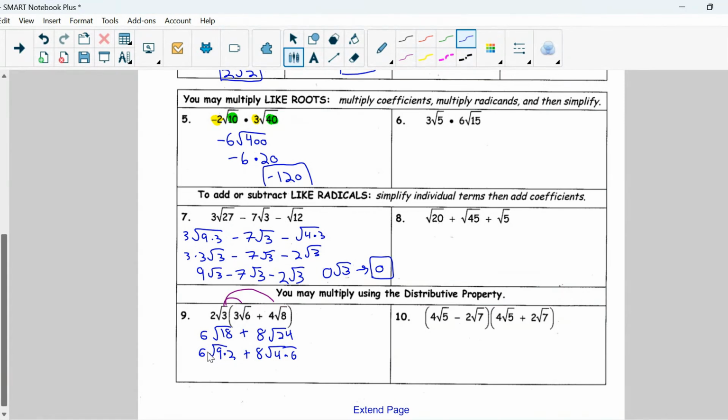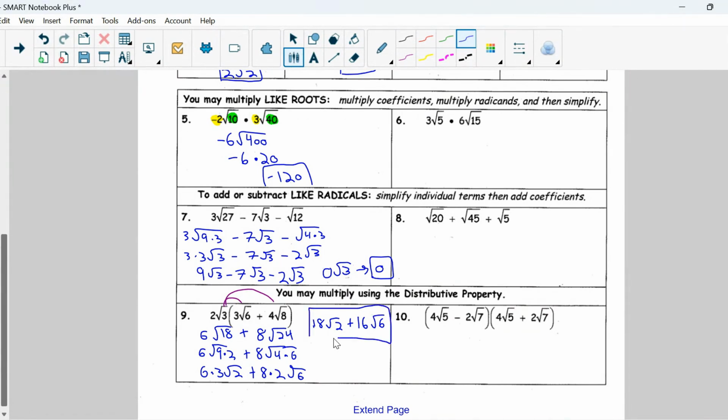The square root of 9 is 3. So we've got 6 times 3 square root of 2. And in this case, I have the square root of 4, which is just 2, plus 8 times 2 square root of 6. Okay, might as well go ahead and simplify my coefficients here. I've got 6 times 3, which is just 18, square root of 2, plus 8 times 2, which is 16, square root of 6.